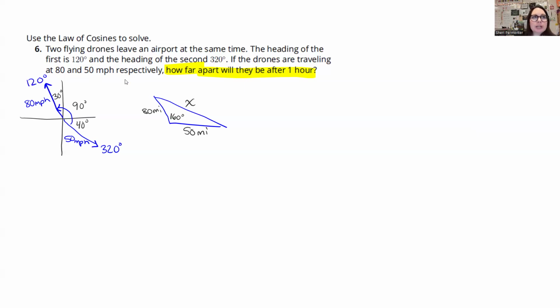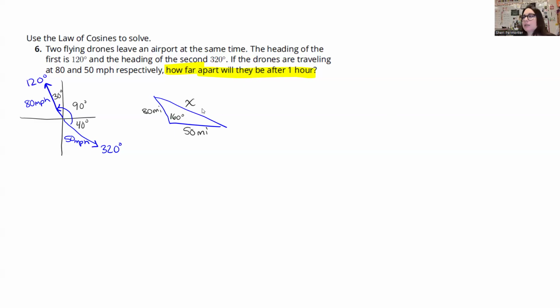So based on what we were given, we created a triangle. After making our triangle, do I have a side angle pair? No, I do not have a side angle pair. That means that I cannot use the law of sines. I have to use the law of cosines. There's no special cases with the law of cosines. I just set it up.